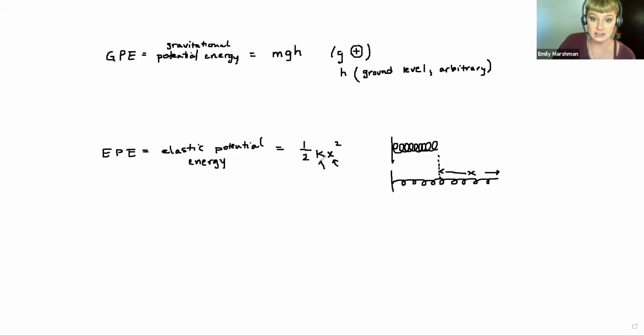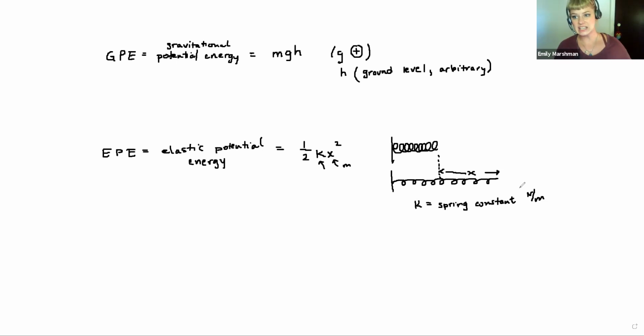And that would be in meters. And k is called the spring constant. Its units are Newton per meter, and conceptually, the spring constant just refers to how stiff the spring is or how stretchy the spring is.